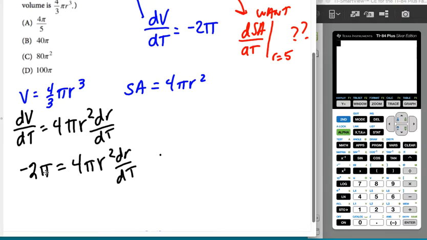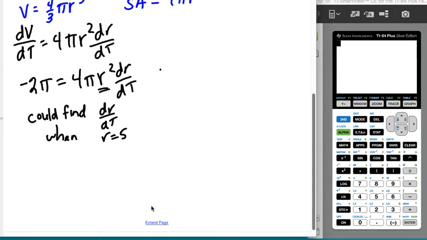So I can actually find dr/dt at the moment when r is 5, if I want, and we'll talk about that in a sec. r is the only unknown, so we could find dr/dt at the moment when r equals 5, if we want. We could do that by solving for dr/dt. So negative 2 pi over 4 pi r squared is my dr/dt.